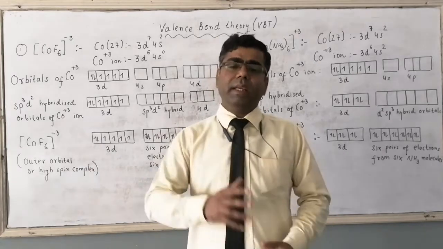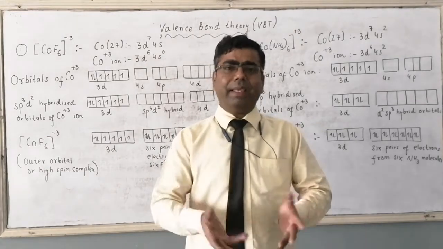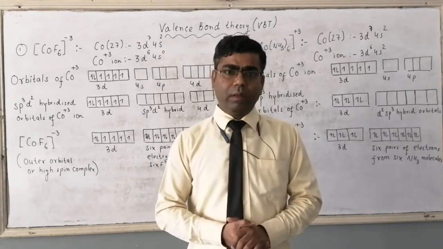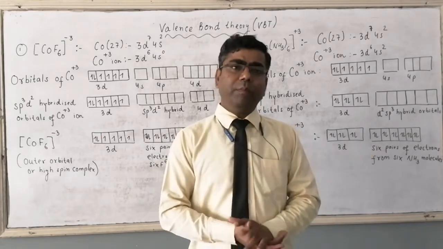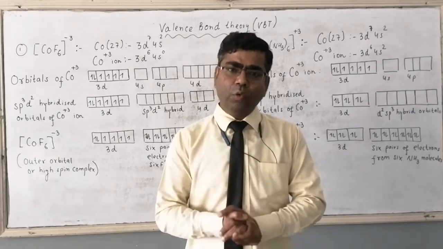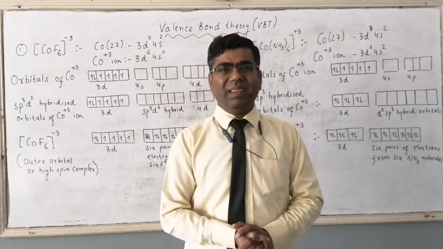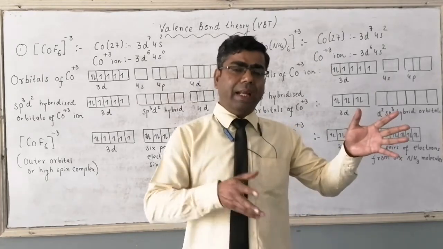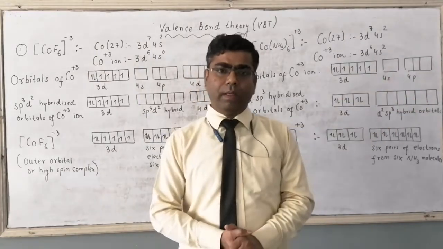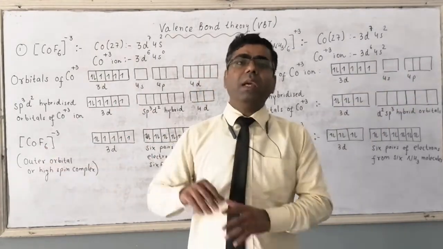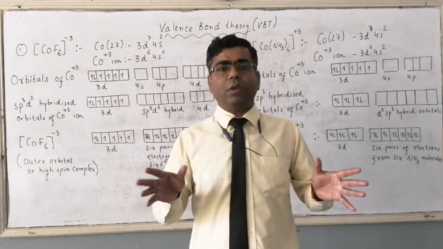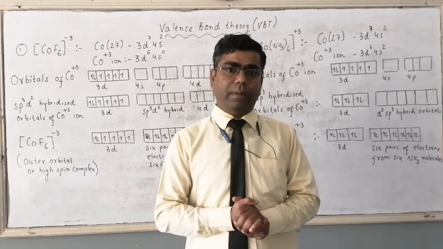We have one more possibility here. In this case, inner d orbitals, like two from d, one from s and three from p, undergo intermixing of energy, as a result of which we obtain d2sp3 hybrid orbitals. There is a difference between sp3d2 and d2sp3. In sp3d2, the outer d orbital is involved, and in d2sp3, the inner d orbital is involved in hybridization. But in both cases, the geometry will be octahedral.